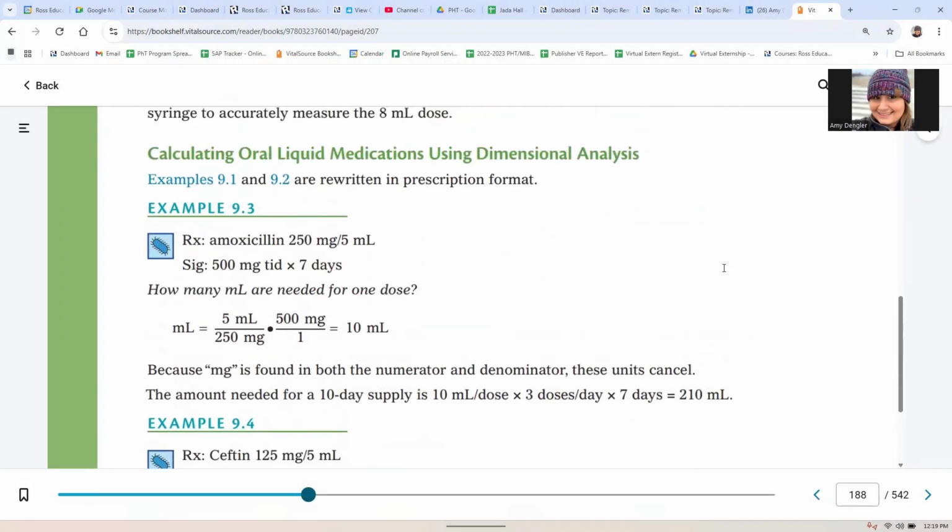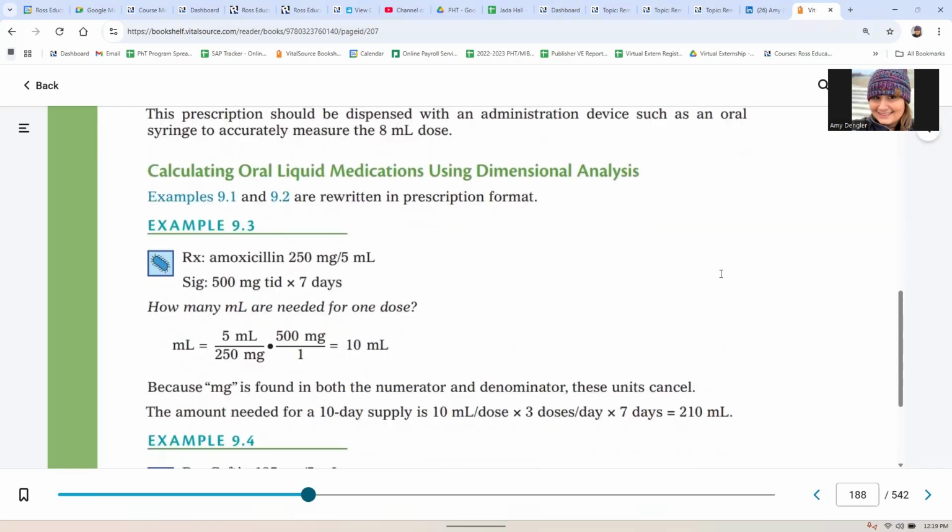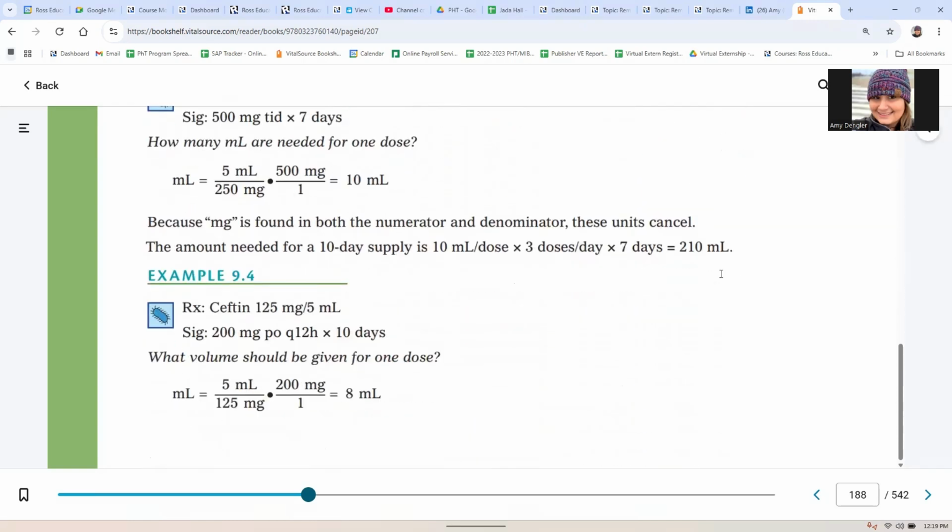Examples 9.3 and 9.4 are the same as examples 9.1 and 9.2, but they're rewritten in prescription format, and that's using DA. So I won't work those out because it's the same workout. But if you prefer again to use the DA, you can see the examples that they have here in the book.